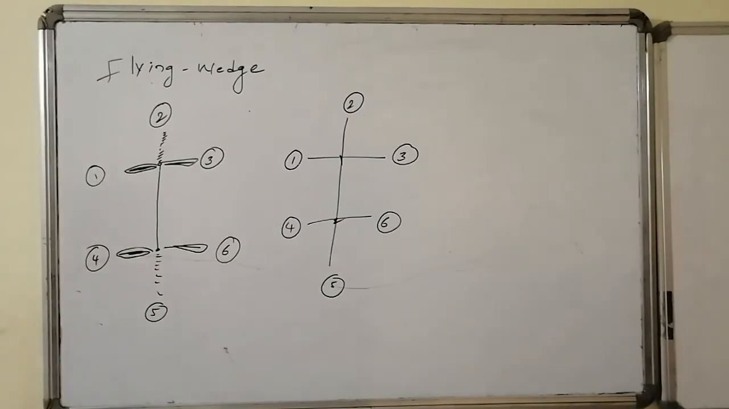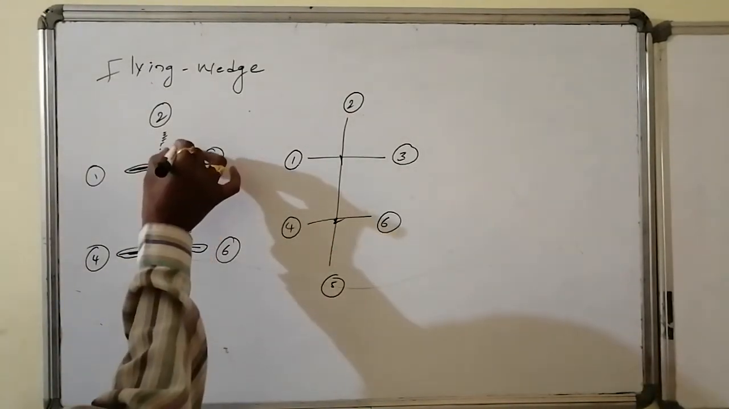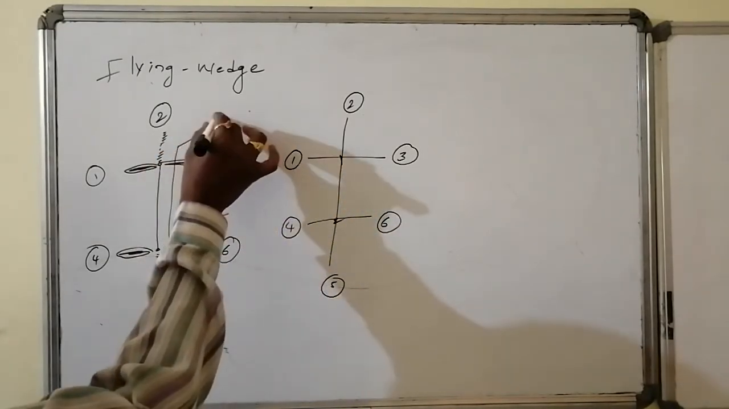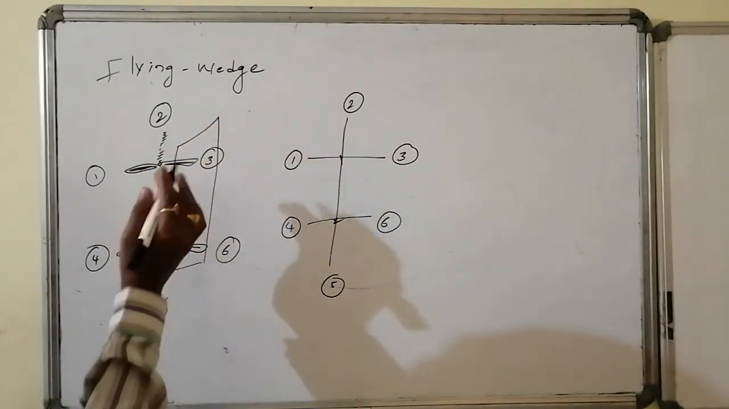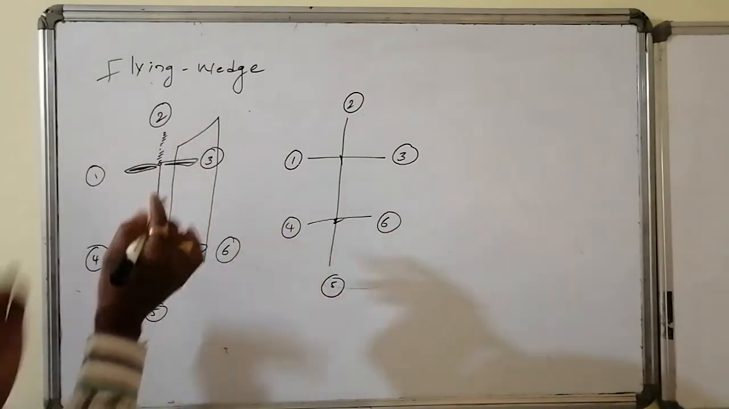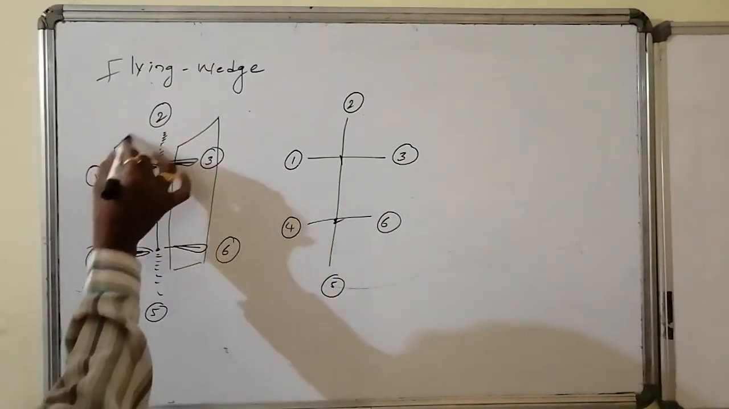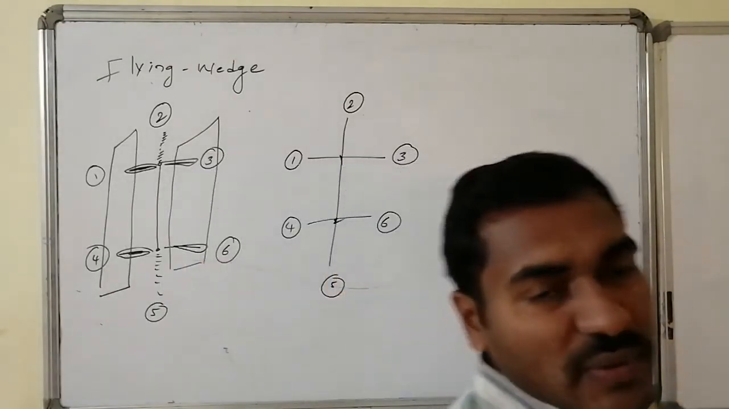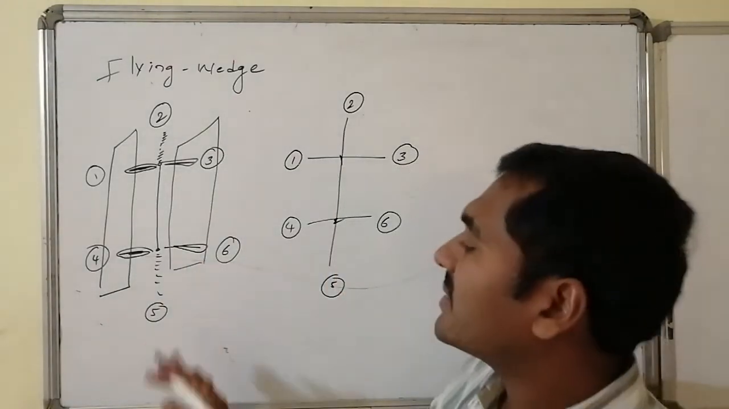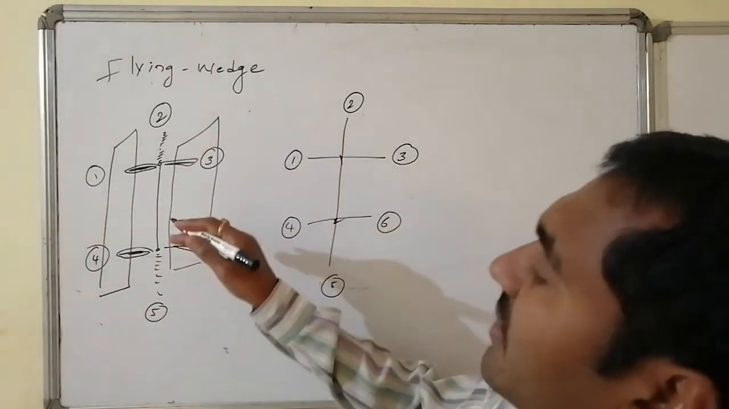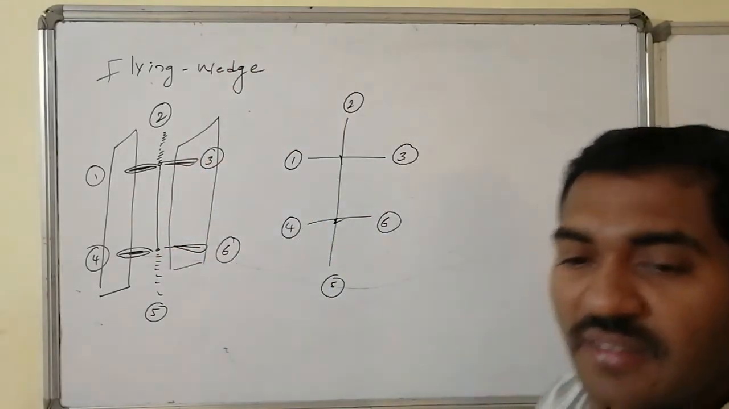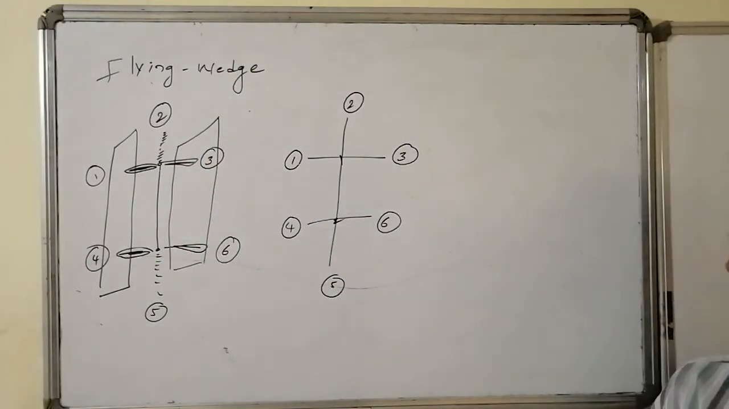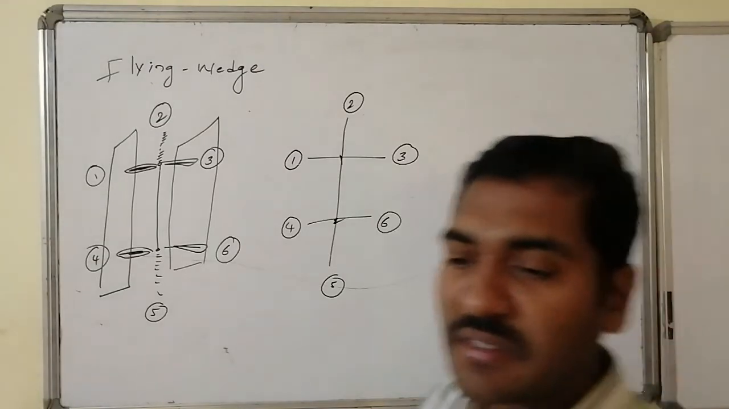Once again to your notice, here these 3 and 6 are present in one plane. That plane is towards us like this. Similarly, these 1 and 4 valencies are present in one plane. That plane is towards us. Similarly, valency 2 and valency 5 are present in one plane. That plane is present at the back side of the board. Like these, the valencies are present.